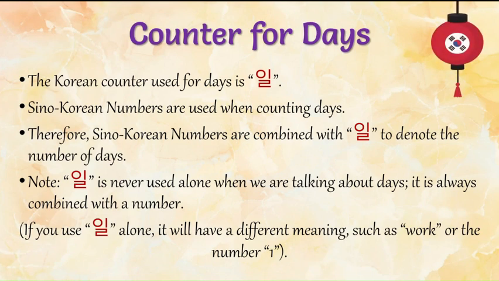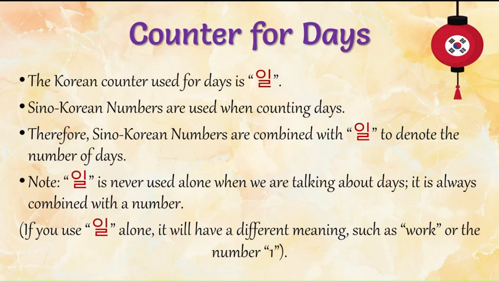Alright, now let's start with the counter for days. The Korean counter used for days is il. Very simple. Now we know that there are two kinds of number system in Korean, the Sino-Korean number system and the pure Korean number system. When you are counting days in the Korean language, you always use the Sino-Korean numbers. And how we use them in a sentence with the counter il: Sino-Korean numbers get combined with il to denote the number of days.